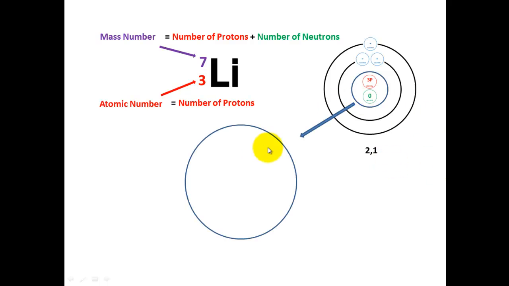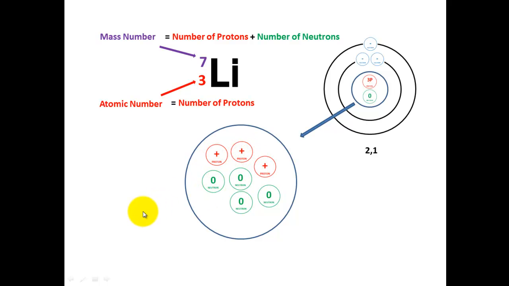Okay, I've just blown up the nucleus here so that we can see what's happening inside. Now, what's in the nucleus? We've got 1, 2, 3 protons. So the other particles in the nucleus must be neutrons. The total number of particles in the nucleus is 7. So we've already got 3 protons, so we'll need 1, 2, 3, 4 neutrons. That gives us a total of 1, 2, 3, 4, 5, 6, 7 particles.